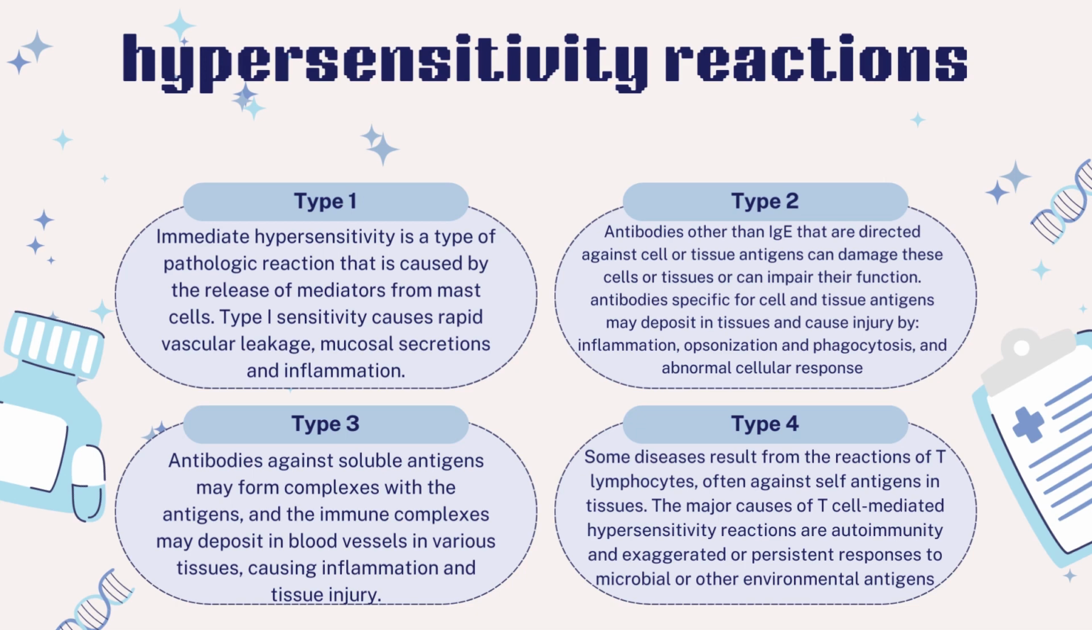Antibodies specific for cell and tissue antigens may deposit in tissues and cause injury by inflammation, opsonization, and phagocytosis, and abnormal cellular response. Type 3. Antibodies against soluble antigens may form complexes with the antigens, and the immune complexes may deposit in blood vessels and various tissues, causing inflammation and tissue injury.